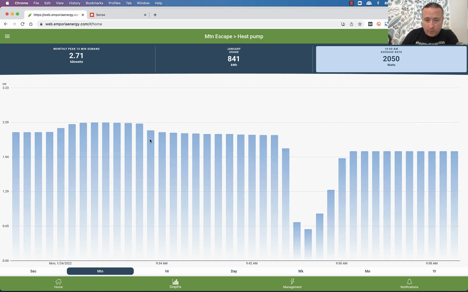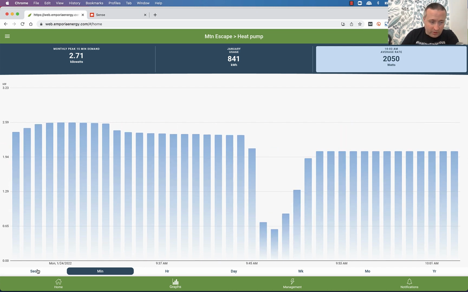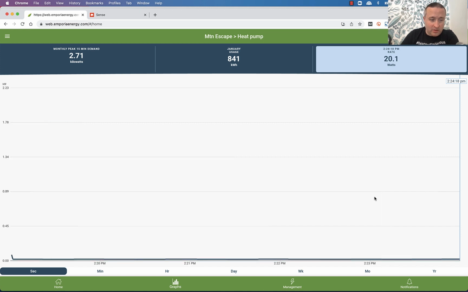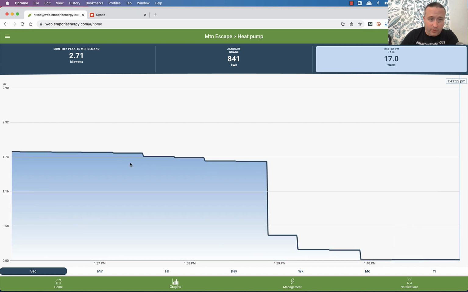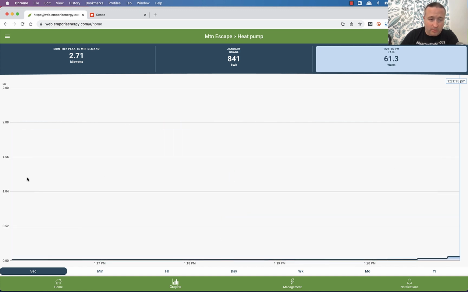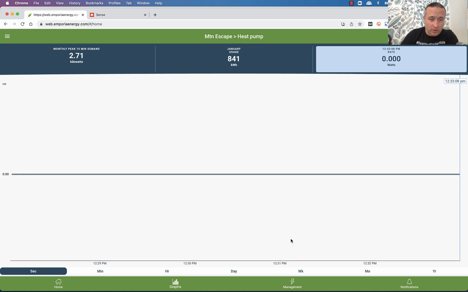Let's see. And what was that time frame? 9:42. So let's go back to seconds and see. This is kind of a pain. So Emporia, if you could put in something here where you can actually see or type in what time you want, that would be great. And they only save right now, if I remember correctly, two days worth of minute and second data. Let's see, am I freaking it out? I went too far.